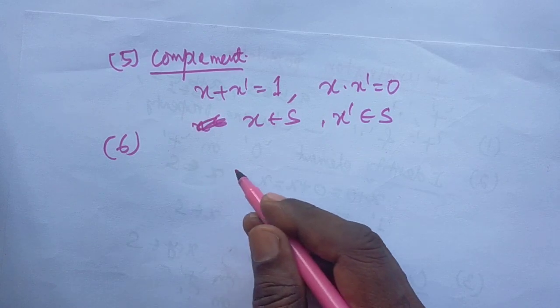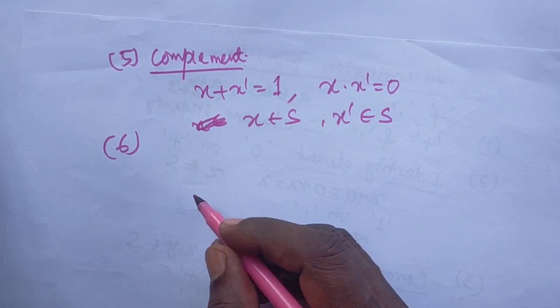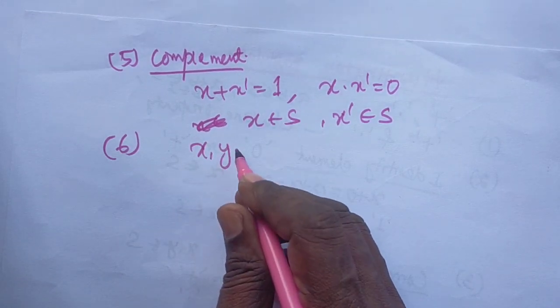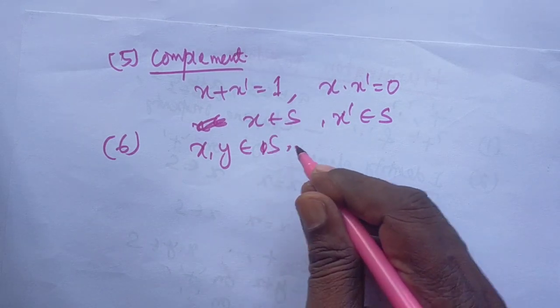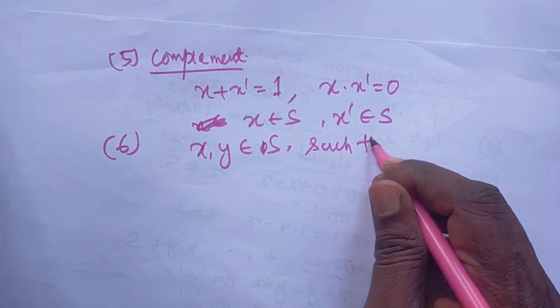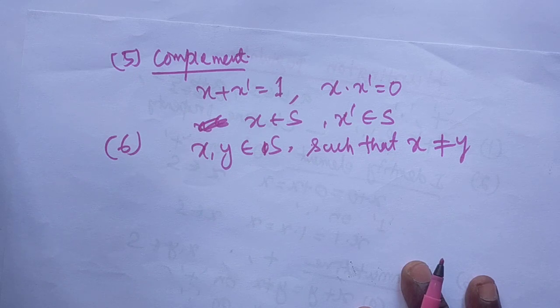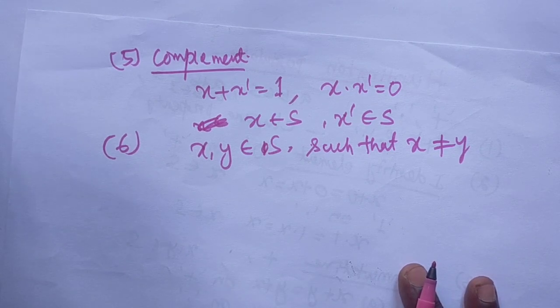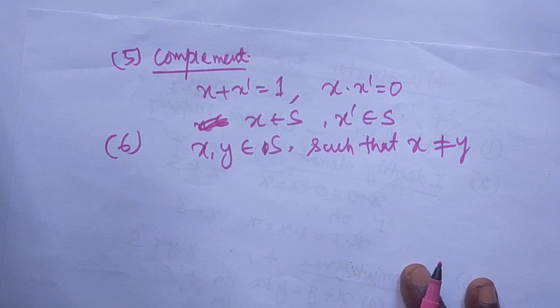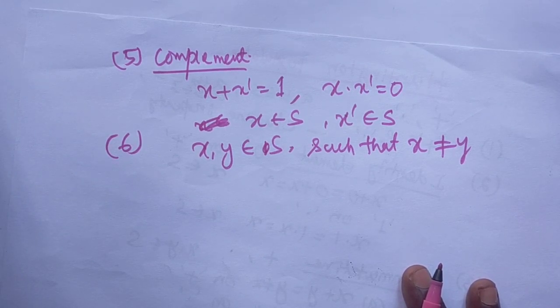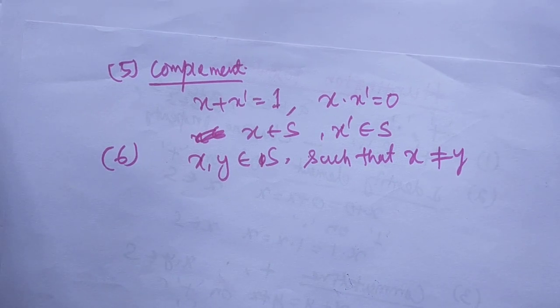Next, another postulate is that there exist at least two elements x, y belonging to S such that x is not equal to y. Any element we consider is a unique element, not repeated. If repeated, it is considered as one unique element. So x is not equal to y. This is the number of postulates we consider for Huntington postulates. Very simple way I defined these Huntington postulates. Now we will start the various applications of Boolean algebra and other concepts.